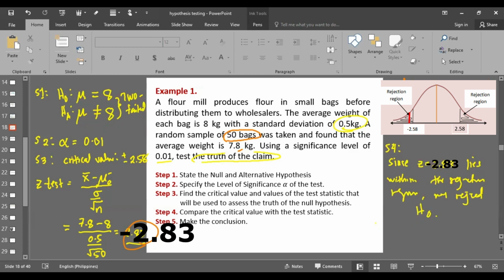So that's for step 4. You just have to decide whether you have to reject or accept the null hypothesis. Then step 5 is to make a conclusion. Since we have rejected the null hypothesis, papaniwalaan natin si alternative hypothesis. So in step 5, we write, we conclude that the average weight of each bag of flour is not equal to 8 kilograms. So that's it for example number 1.